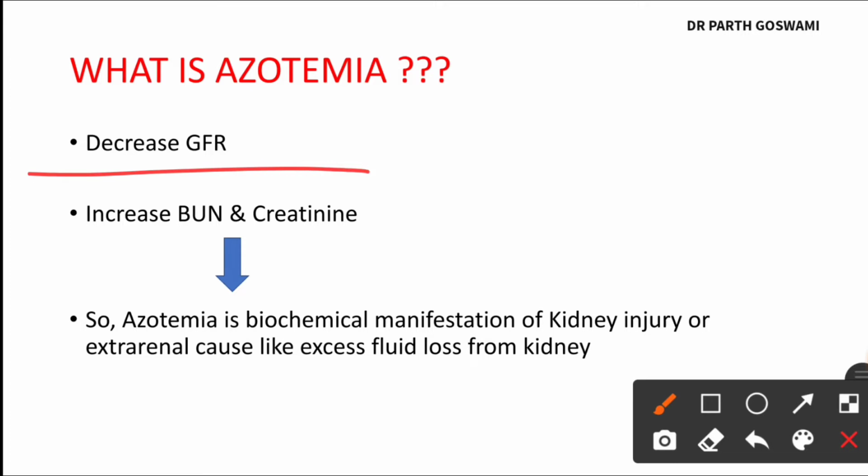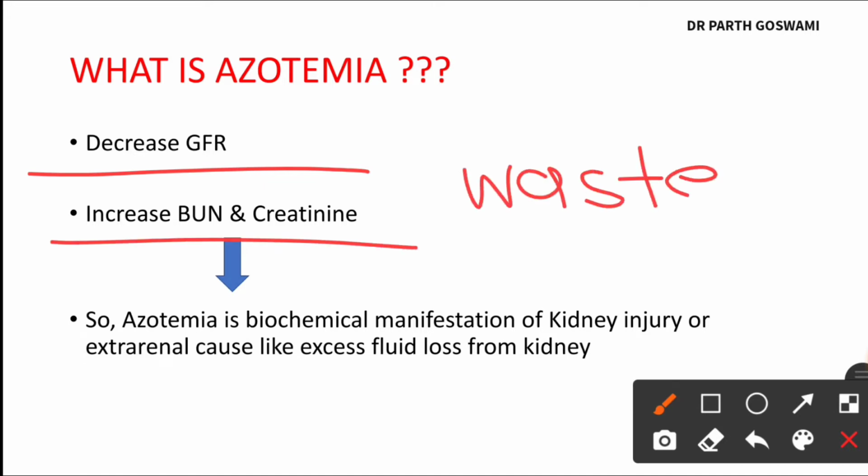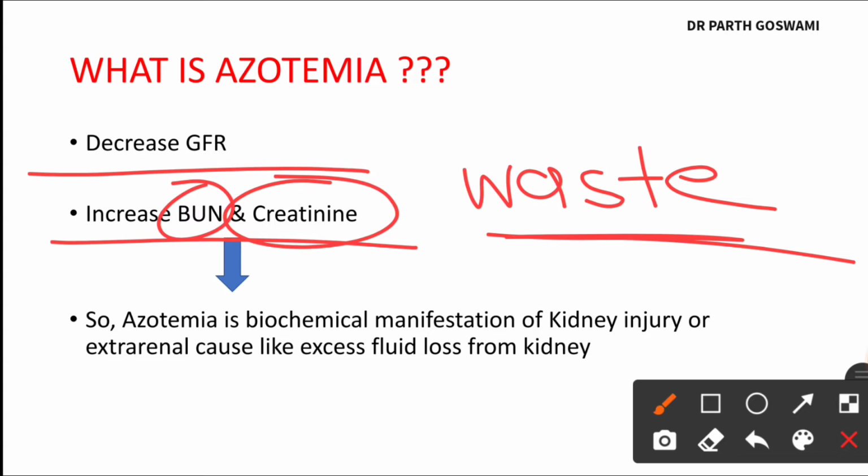The filtrating capacity of the kidney is defective. So now you can very easily imagine that if the kidney is not functioning properly, then it is not able to eliminate the waste product. It cannot remove the waste product from the body, particularly blood urea nitrogen and creatinine, right? The BUN and creatinine will not be lost from the body, and they will get accumulated in the body, which is known by the name azotemia.